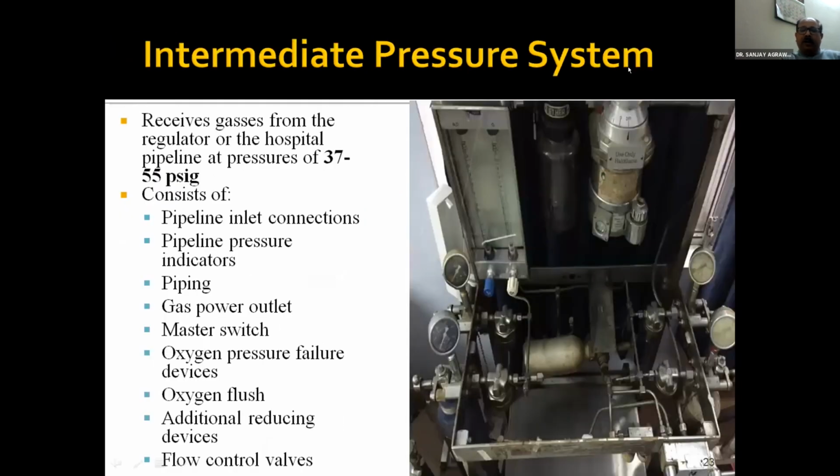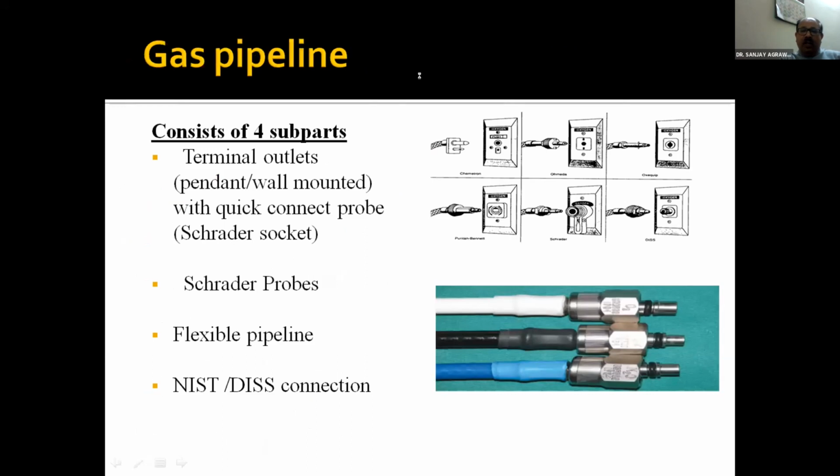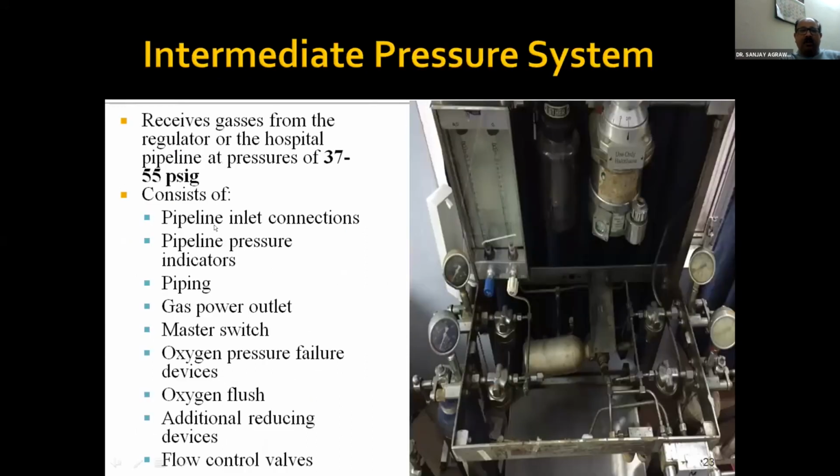Coming down to the intermediate pressure system in the older machines that I was talking about. Those who have seen this sort of a machine can make out there may be a pipeline inlet, which is not there in this. There is a pipeline pressure indicator, which is not present in this. There is something which is a gas power outlet, where initially oxygen was used to power the ventilators.